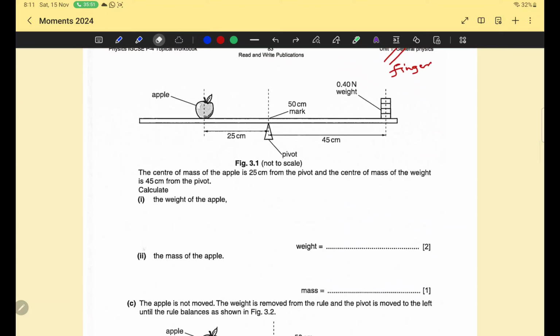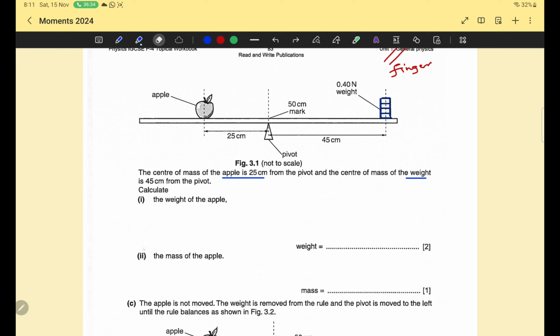क्वेश्चन ये है: the center of the mass of apple is at 25 centimeter from the pivot and the center of the mass of the weight is 45 centimeter from the pivot. The question is, calculate the weight of the apple. The center of mass of the apple is 25 centimeter, and this is the weight. This weight is placed on the ruler and it is 45 centimeter from the pivot, and they are asking what is the weight of the apple.